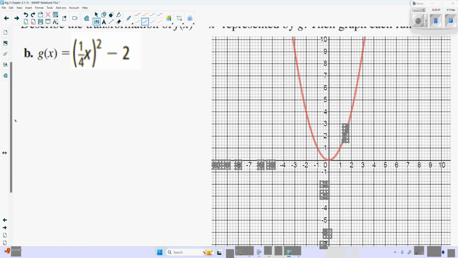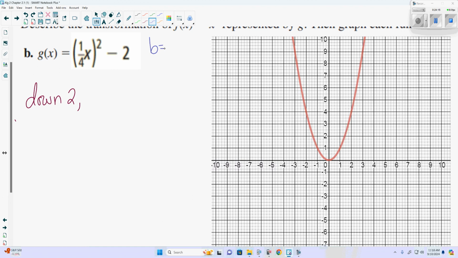Again, we have 2 transformations. We have parentheses 1/4 x, close parentheses squared, minus 2. Let's do the nice one first: down 2. 1/4 is being multiplied by our x inside the parentheses, so we're talking about horizontal stretch or shrink. Before we even start determining if it's a stretch or shrink, we flip it. So 1 over 4 becomes 4 over 1, which is just 4, yes? So it is a horizontal stretch of 4, because once we flipped it, we're not looking at the 1/4, it's really just 4.